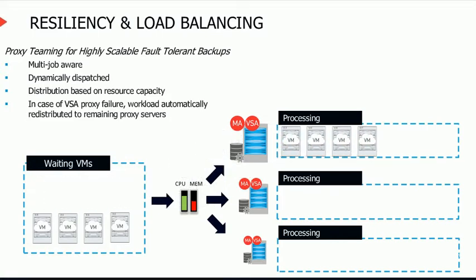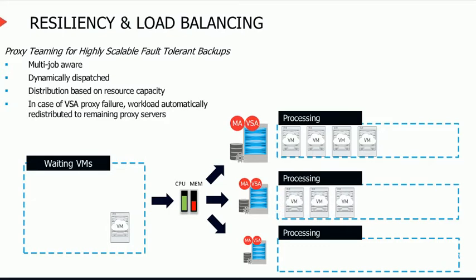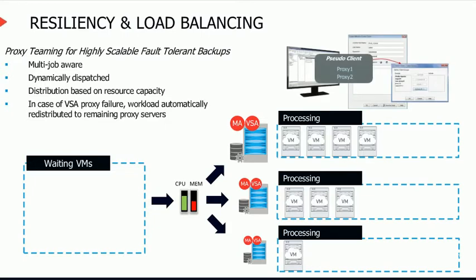Larger VMs are prioritized first to prevent stragglers at the end of the job. The VSA will also evaluate the CPU and memory resources available on each proxy before allocating the VM, ensuring the proxies with more resources do a larger amount of work. This is accomplished by creating what is termed a pseudo client. You can create a virtualization client with a single proxy computer or with multiple proxies.